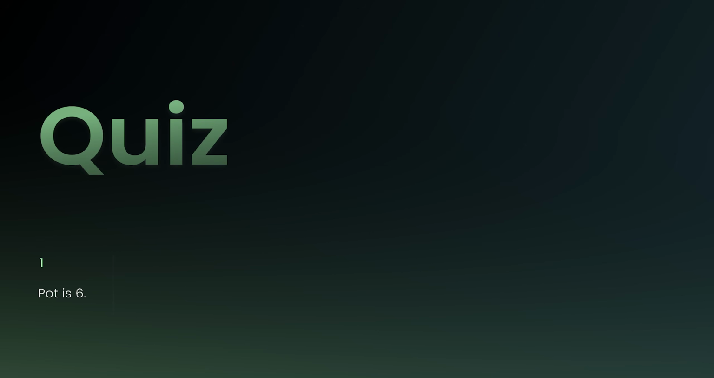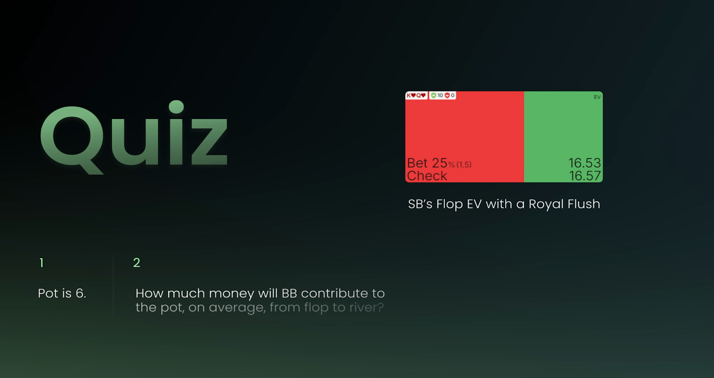The starting pot on the flop is 6. Here's our expected value on the flop, 16.5. Now we have a royal flush, meaning we cannot lose. From this, is it possible to calculate Big Blind's betting volume? So how much money will Big Blind contribute to the pot on average from flop to river? Take a moment to consider your answer.